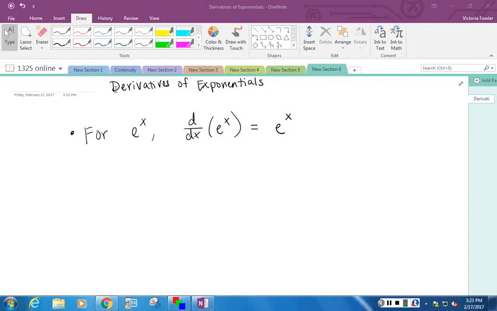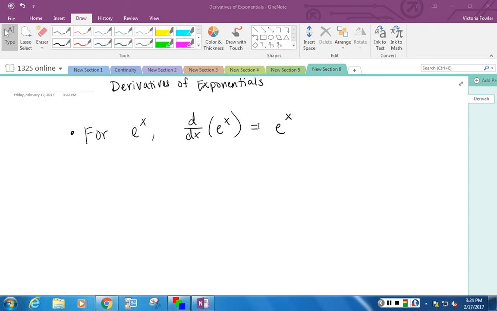Okay, so we're talking about derivatives of exponentials. We're going to talk about really two cases here. We're going to talk about the case where our function is e raised to a power, so e to the x. And the rule says that when I take the derivative of e to the x, the derivative is itself. So think about that.